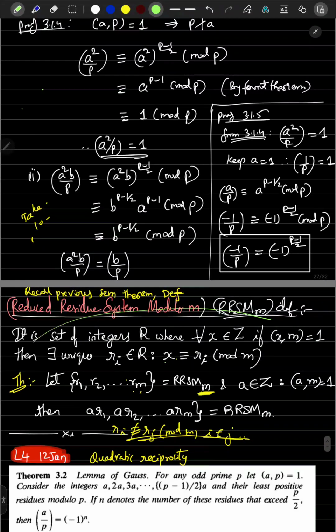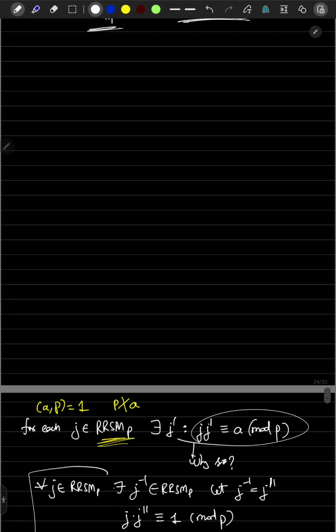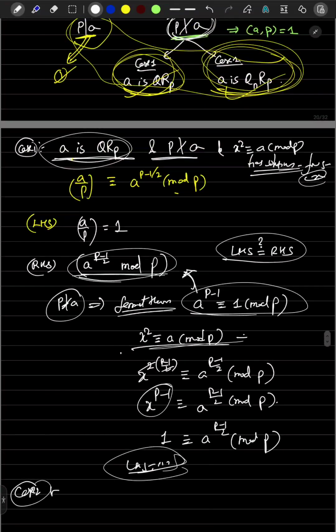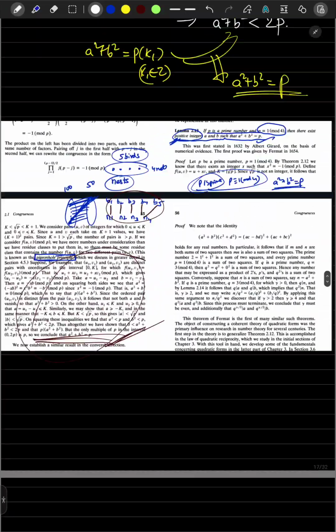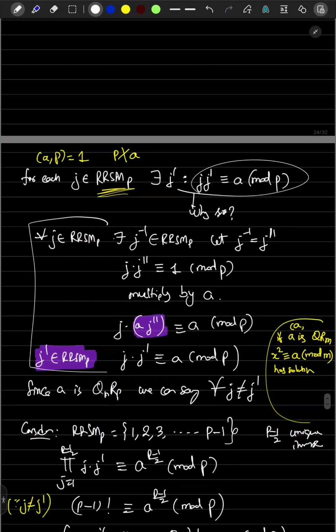Okay, you study from, like I told also, or you can refer again. So, okay, anyhow, see case 2. So in case 2, like what we are doing means, let's talk about some properties of RRSM P.